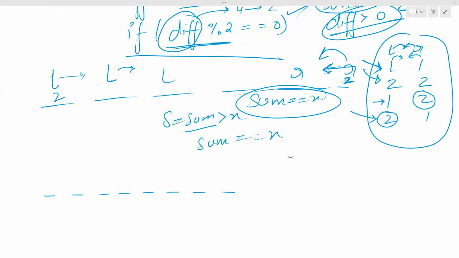I'll always change my L or R. I'll always shift my L only when the value here was 2. I'll only shift my R when the value here was 2. And in case both were having 1, I'll shift both of these. That's why my difference changes only by 2.